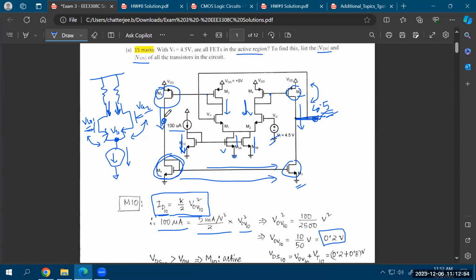Oh, why are the VDSs equal? That's what you're asking, right? That this is 4.5 volts, but how do you find out that this point is also 4.5? Is that the question you're asking?